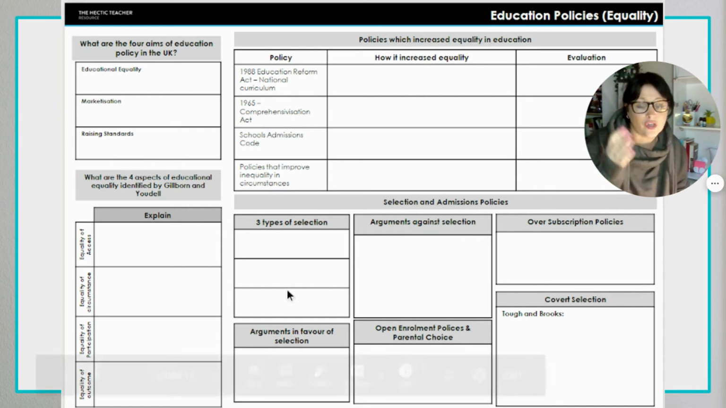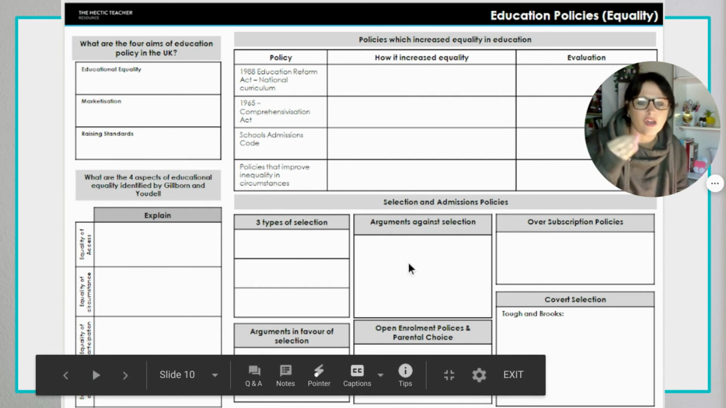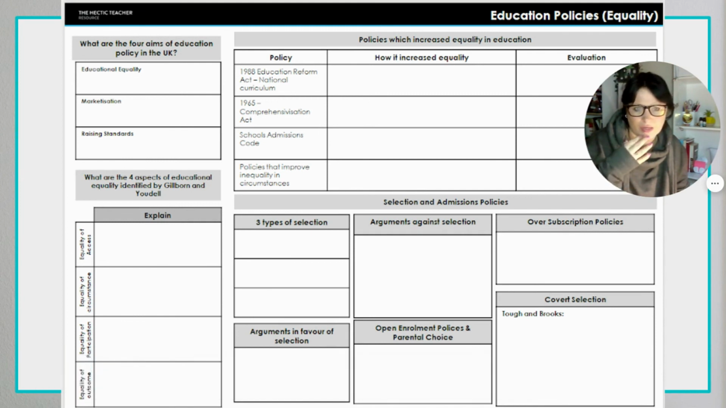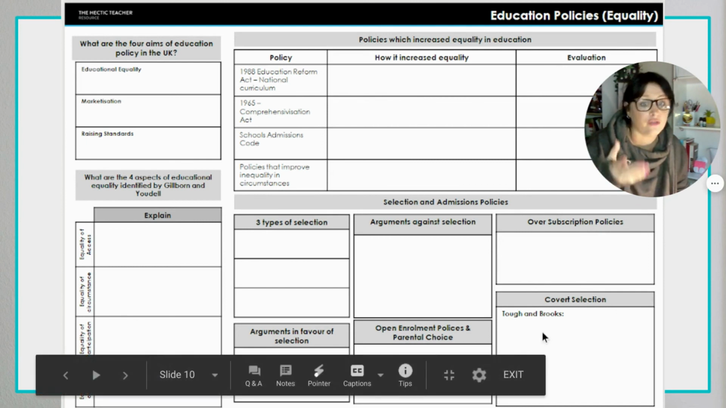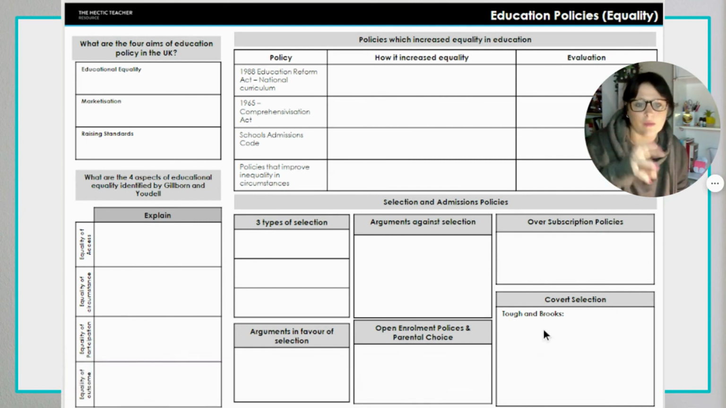And then we've got types of selection, arguments against selection. A lot of this is on the evidence board on our Sociology Sarah website. Oversubscription policies, I've got something on the next slide just to show you for that. Covert selection: if you haven't come across Tough and Brooks and you've just looked at covert selection in general, then have a look at Tough and Brooks, because it brings some information in there and they're great to use as evidence. Open enrolment and parental choice, we've got down the bottom here, and arguments in favour of selection as well.